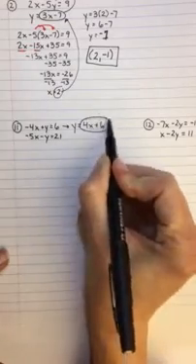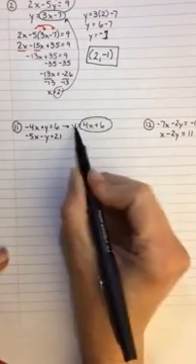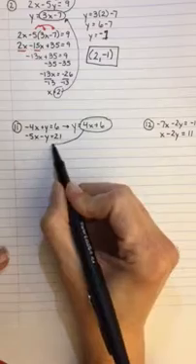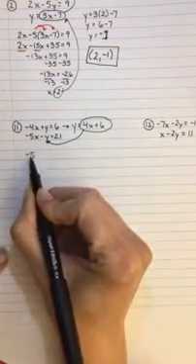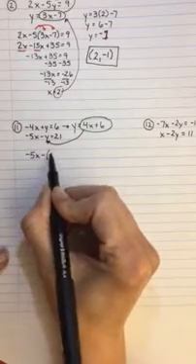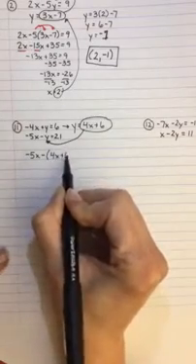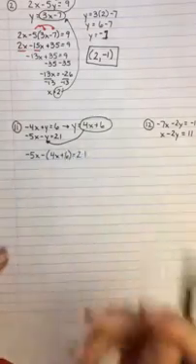And I'm going to take this 4x plus 6, which is what y equals, and put it in place of y in my second equation. I get negative 5x minus the quantity 4x plus 6 equals 21.